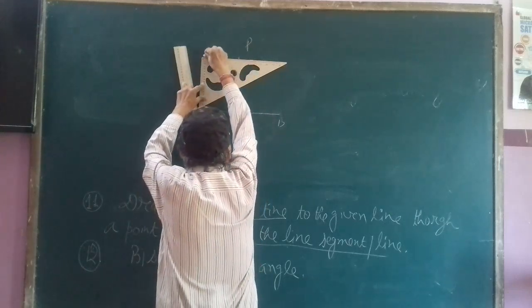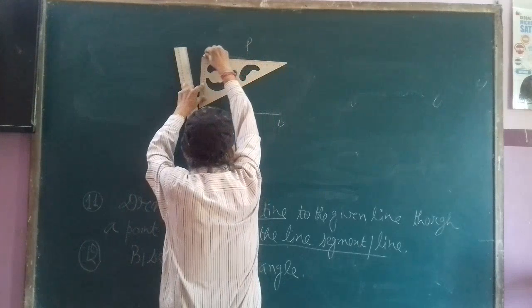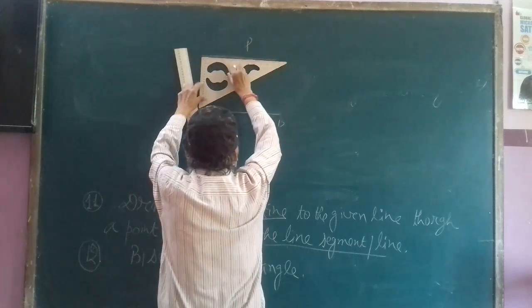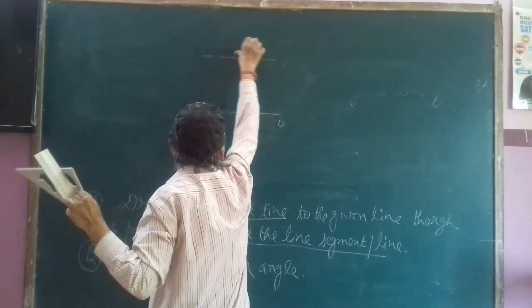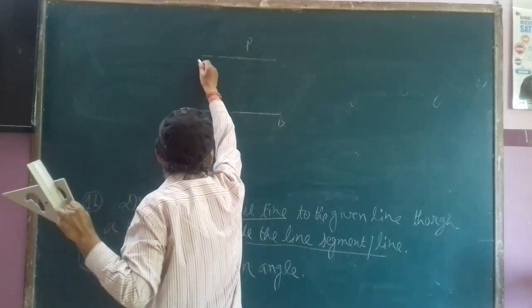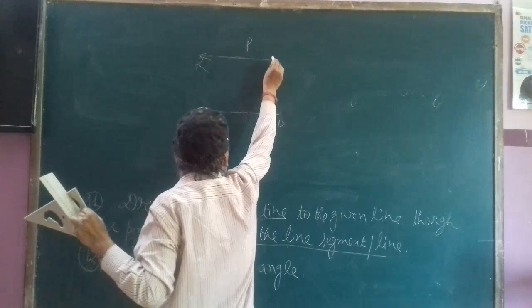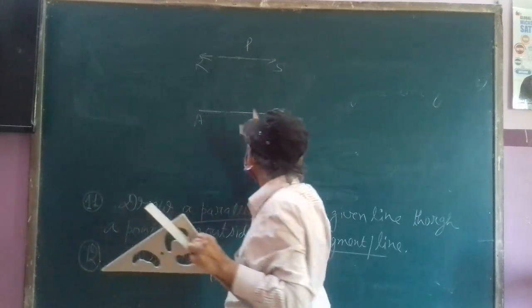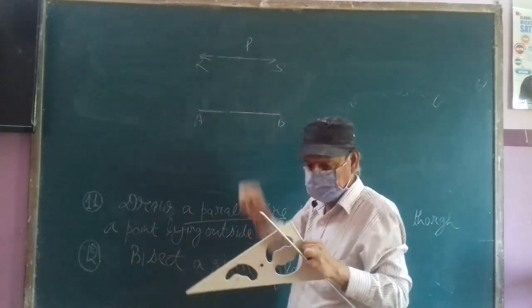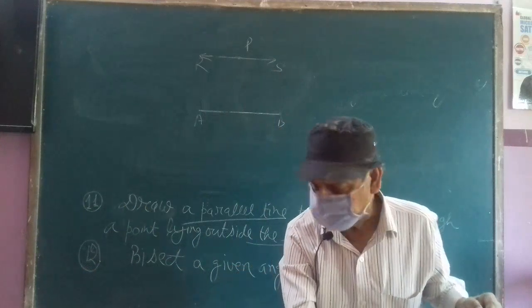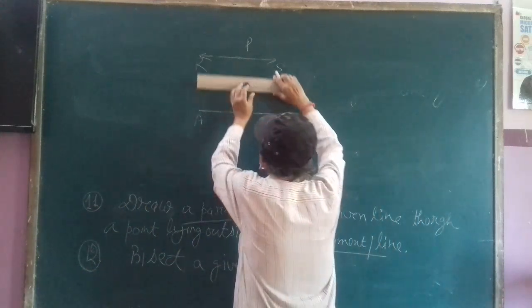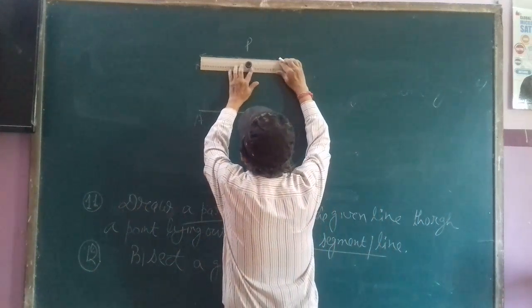Then you draw a line parallel to AB through P. So this is your RS. This line RPS is parallel to AB. Make it bolder.